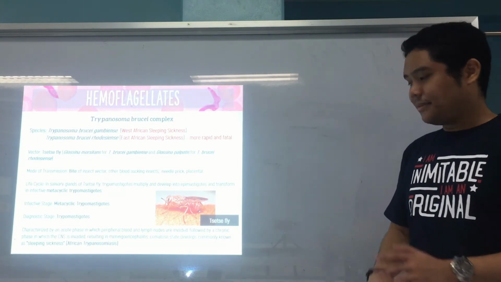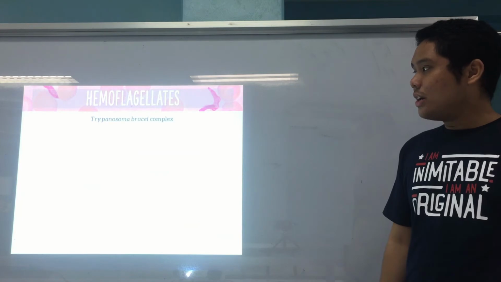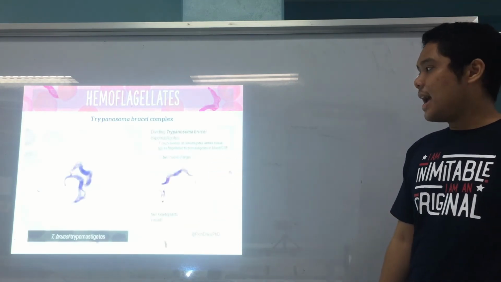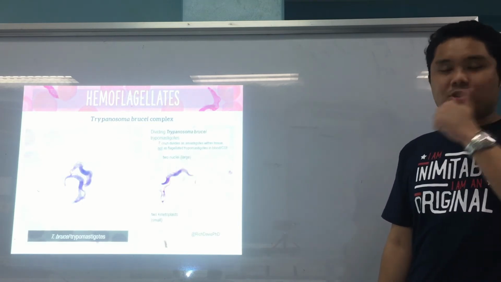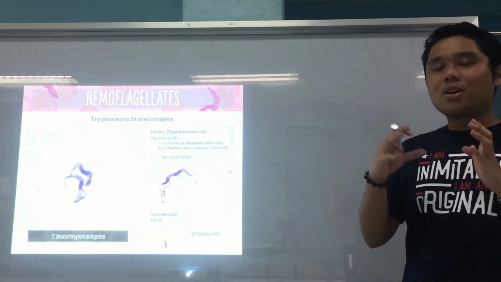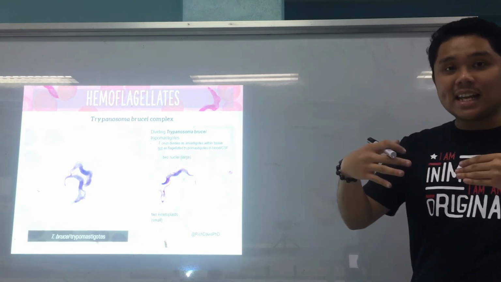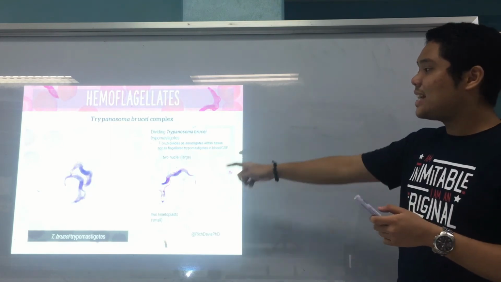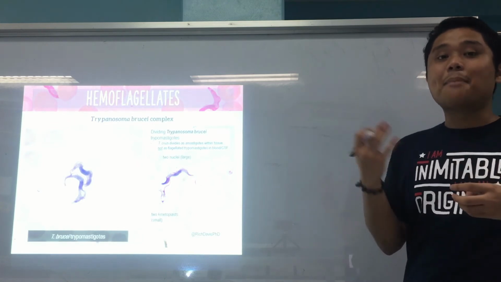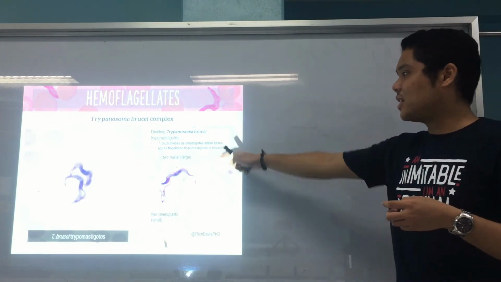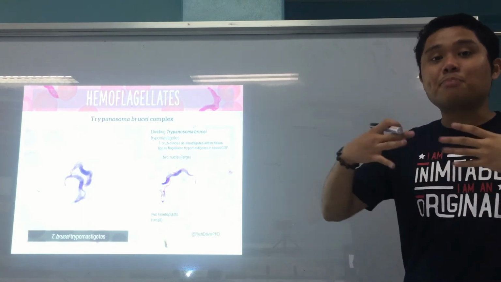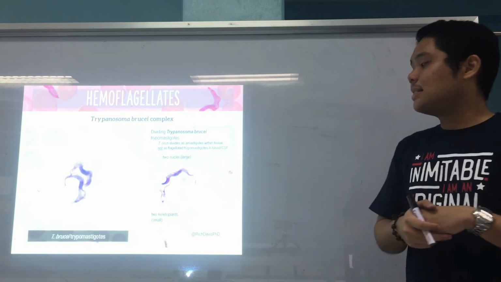Alright. Now we go to your trypomastigotes. As you can see, these are the trypomastigotes of your T. brucei. And the trypomastigotes of Trypanosoma brucei divide in the peripheral blood. In comparison to your T. cruzi, they do not divide in your peripheral blood, but they divide as amastigotes in your tissue. Amastigotes within the tissue. But for T. brucei, they divide as trypomastigotes in your blood or CSF.